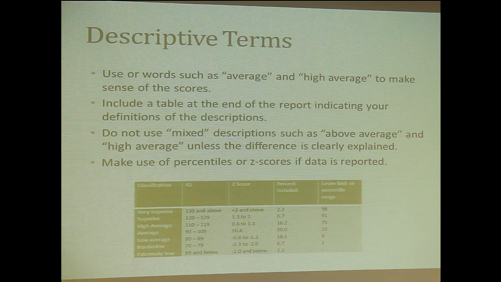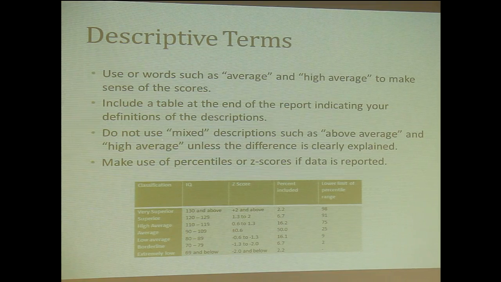So what I want to suggest is at the end of your report, have a little table of what you mean by the terms that you use. If you say high average, exactly what do you mean by that? And then use this table that you will get in Lezak. It uses IQ scores, Z scores, percentiles, and the percentage included in that. Use that little table so that if you're standing in court and they say to you, well, what do you mean by borderline? What is borderline compared to, for example, extremely low? You can just look at your little table and you can explain it.